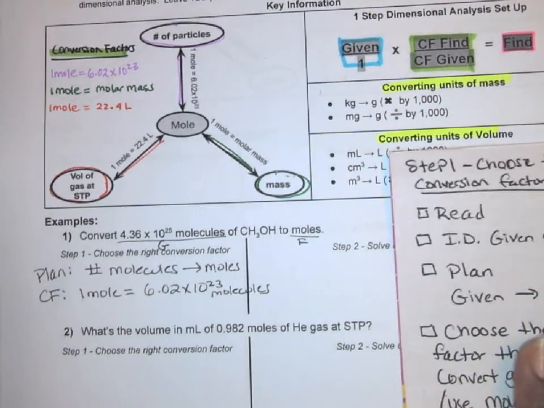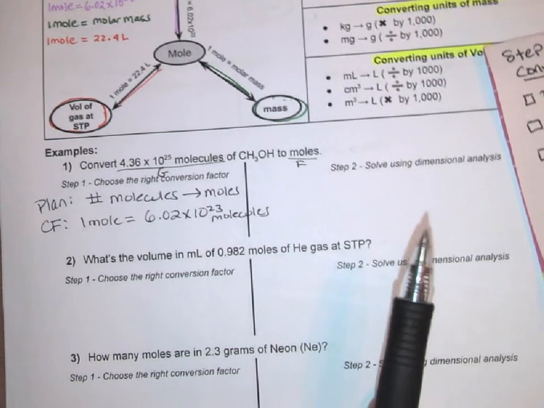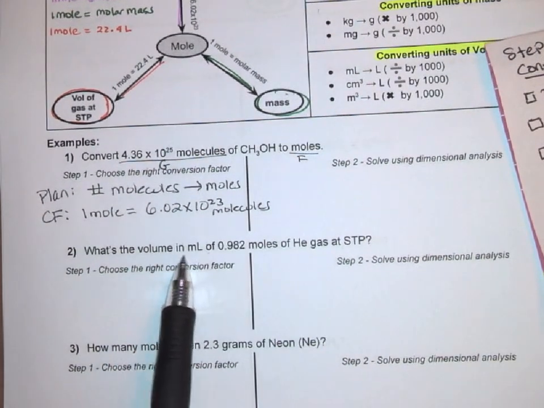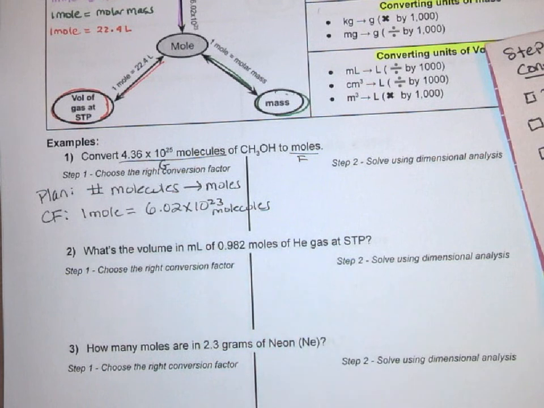Okay, so that's how we did the first one. We're going to do all of them like that. So let's go on to the next one here. What's the volume in milliliters of 0.982 moles of helium gas at STP?